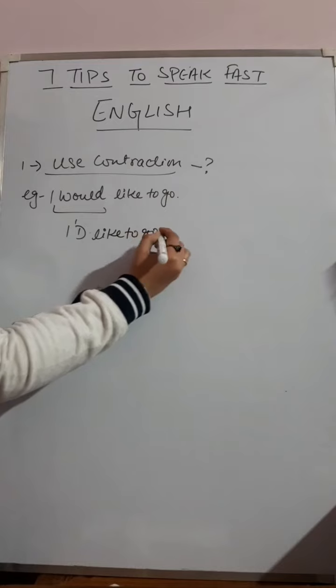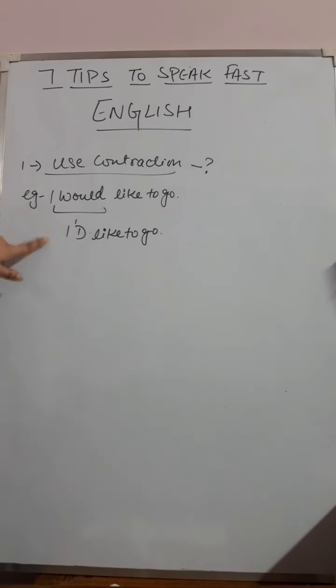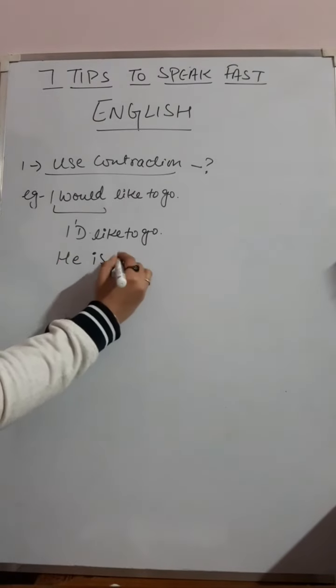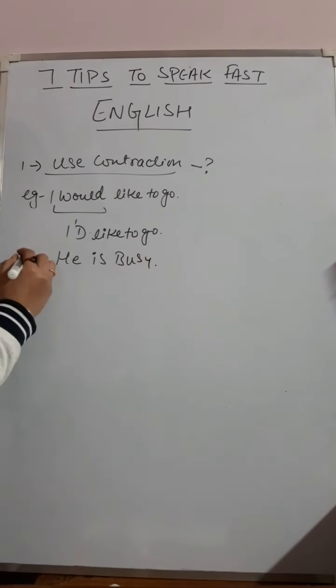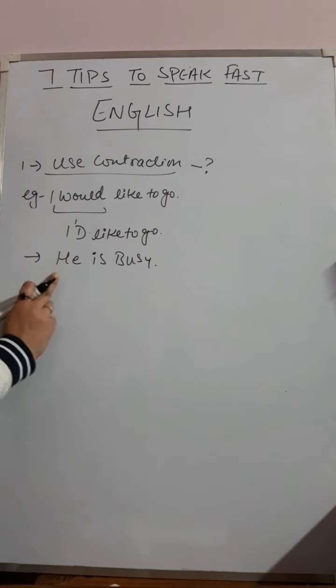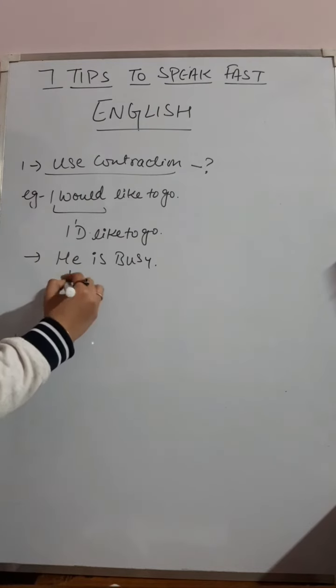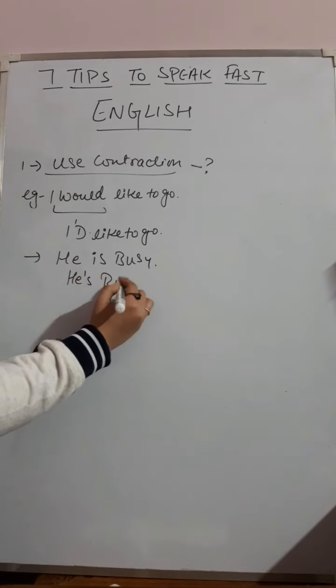I'd like to go. This is how native speakers speak. We say I would like to go. Native speakers say I'd like to go. I would like to go and I'd like to go sound the same, right? Instead of saying I would, we can say I'd like to go, I apostrophe D, right? We can also take another example like he is busy. Instead of writing he is, we can write he apostrophe S busy.